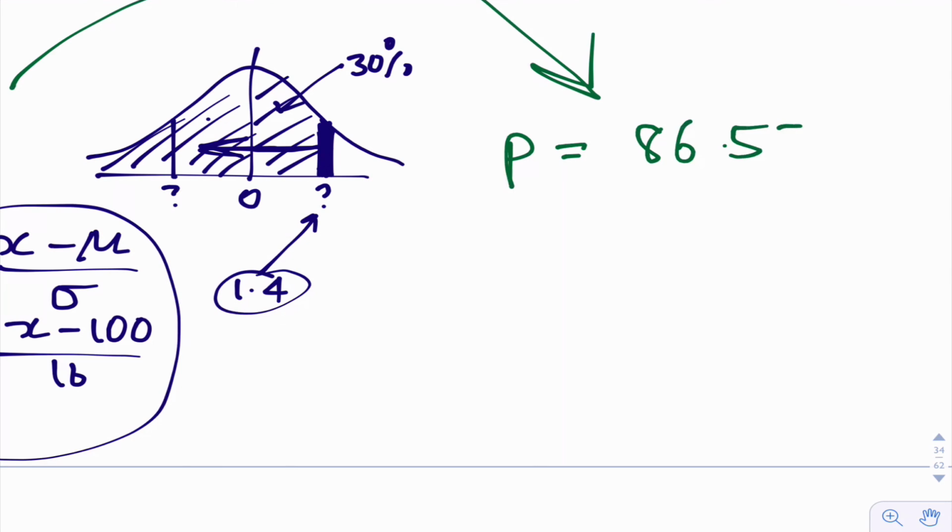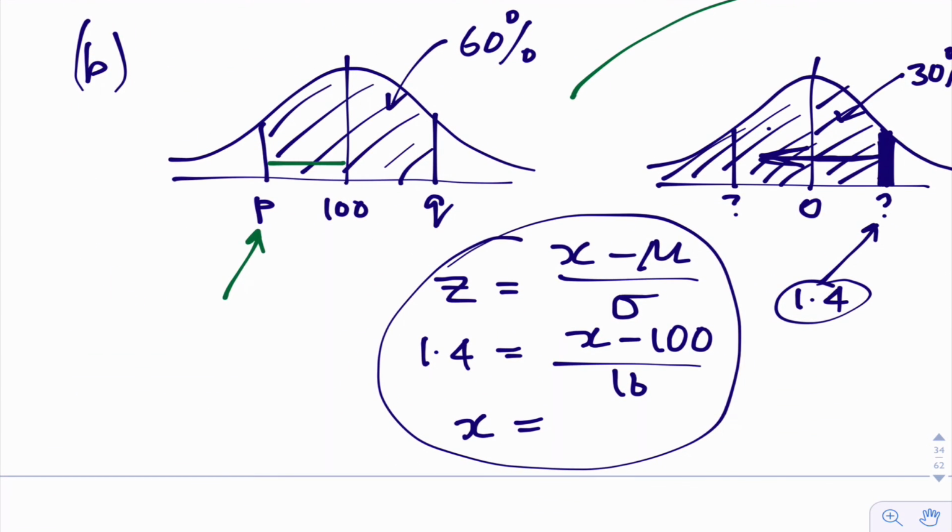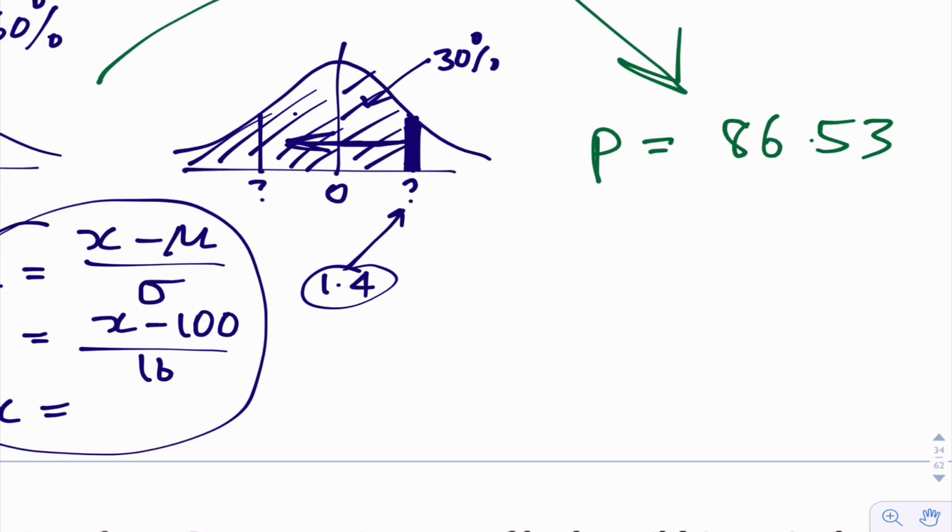86.53. Once I know that the lower one is 86.53, I can just subtract 100 minus 86.53, whatever that is, add that onto 100, and that gives us the value of Q because there is a symmetry going on there. So if you do that, you should get Q is 113.47.